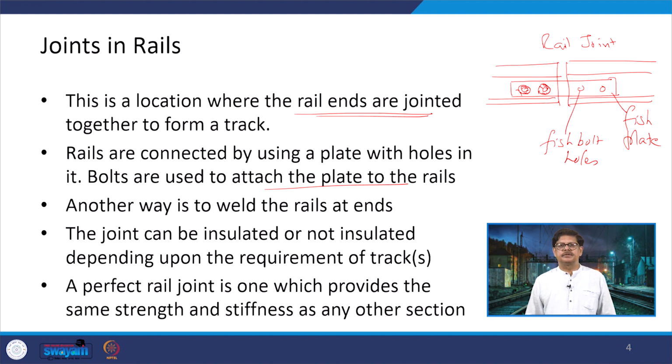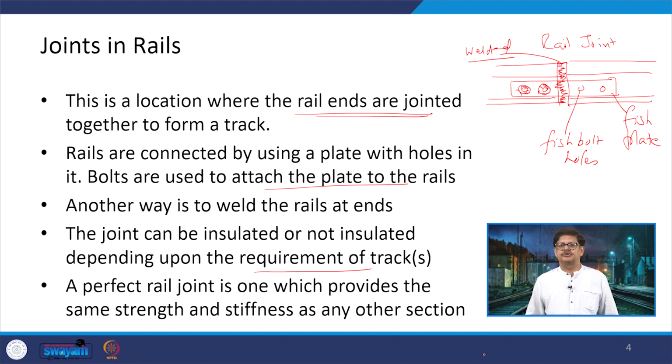Now, another way is that we just weld the rails at the ends. That means, if we are welding the rails, then some material will get filled here and we will get a continuous surface. So, this is a welded condition. The joints can also be insulated or not insulated, depending on whether there is a requirement of circuiting on the track or a requirement of isolating those things. If you are going to make it insulated, then there will be some extra things provided, which can be discussed further.